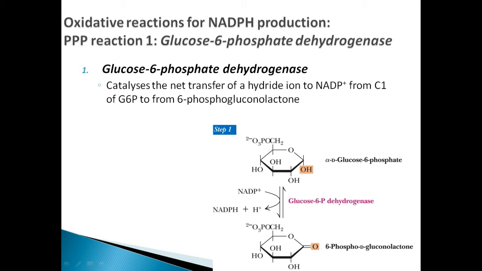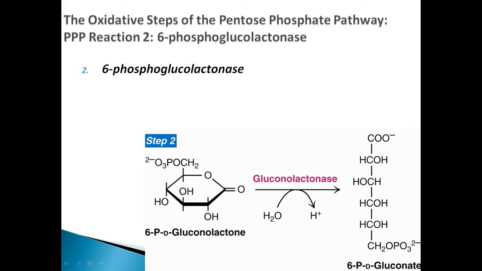The first reaction, catalyzed by glucose 6-phosphate dehydrogenase, catalyzes the net transfer of a hydride ion from the C1 carbon of glucose 6-phosphate onto NADP, and that will produce 6-phosphogluconolactone. So this is the reaction, of course, where we have our first NADPH produced, and it is catalyzed by glucose 6-phosphate dehydrogenase. It is an irreversible step, and it is highly regulated.